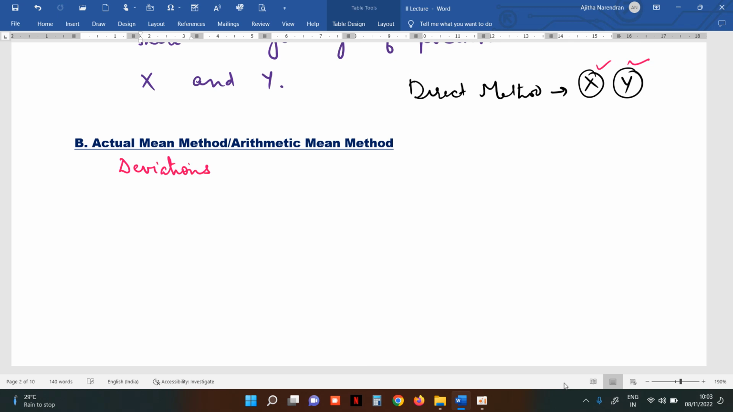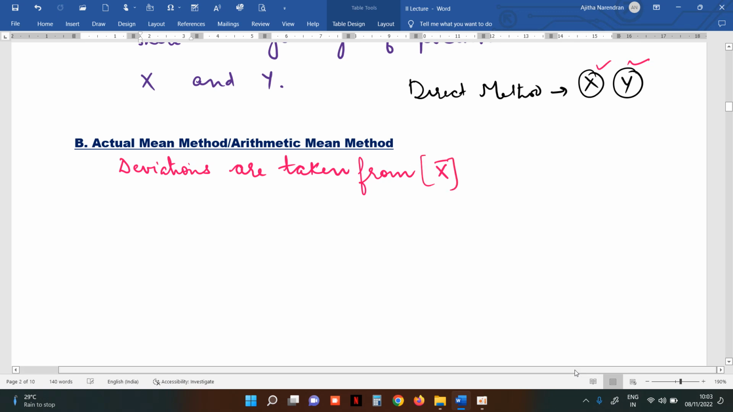When deviations are taken from arithmetic mean, generally it is denoted as small x. This we have already seen in univariate analysis, that is, in measures of central tendency and dispersion. Whenever you are taking deviations from arithmetic mean, it is symbolized as x.